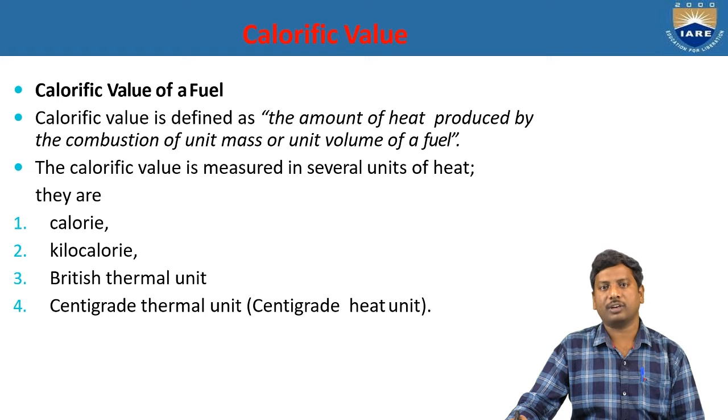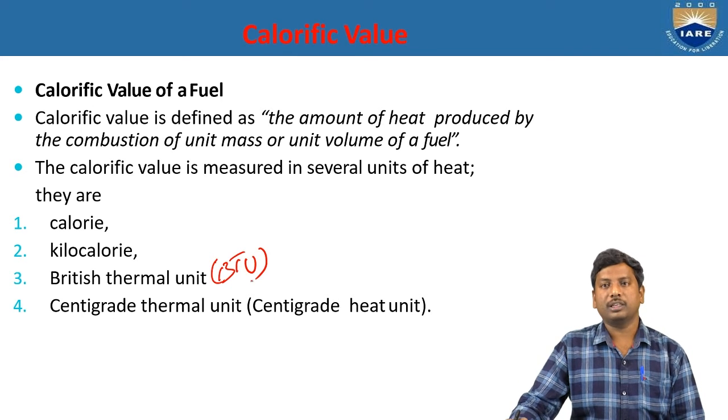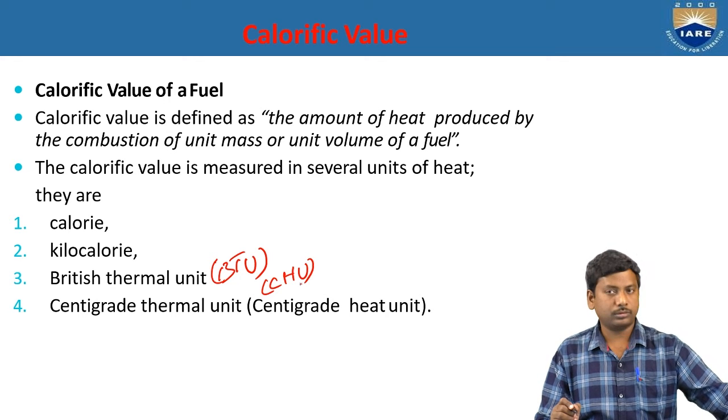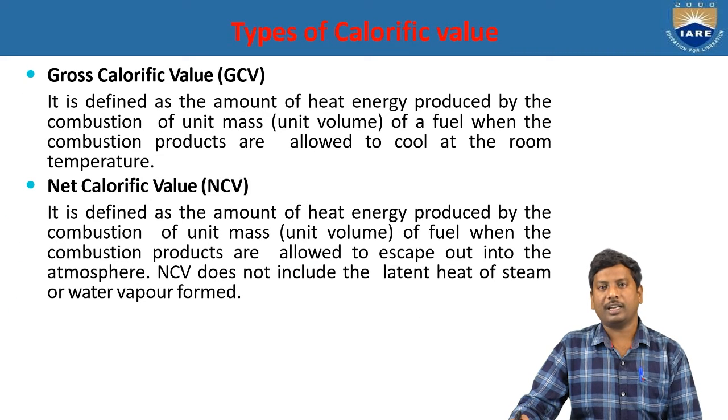Mainly there are 4 units. One is calorie, second one is kilocalorie, third one BTU, nothing but British thermal unit, and fourth one is centigrade heating unit, which is simply abbreviated as CHU. Now we see what are the types of the calorific value. There are mainly 2 types: gross calorific value, simply abbreviated as GCV, and net calorific value, simply abbreviated as NCV.